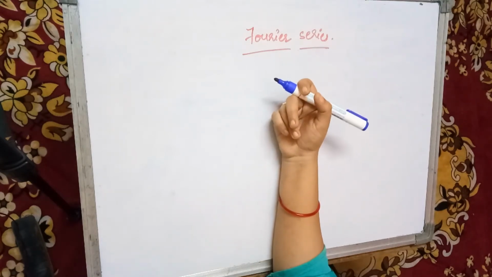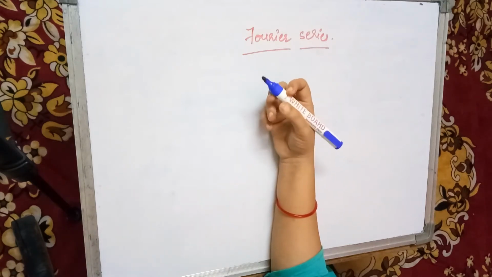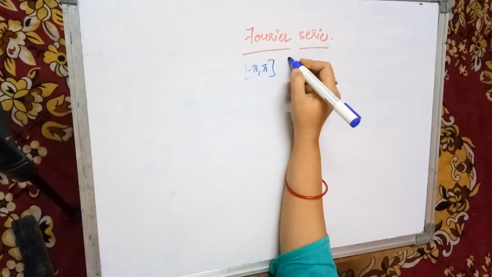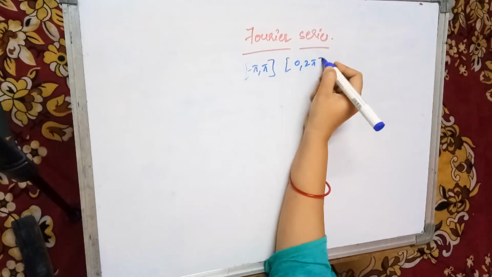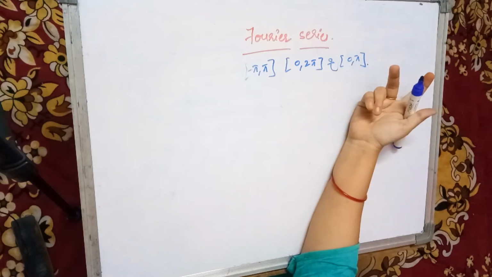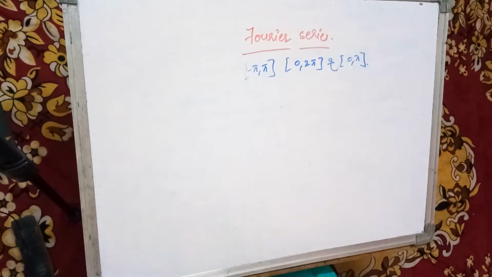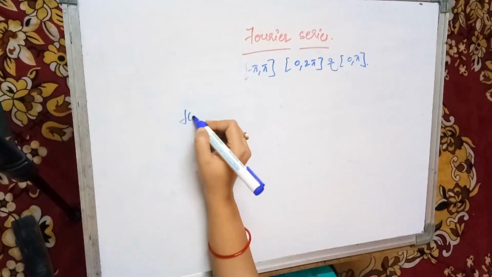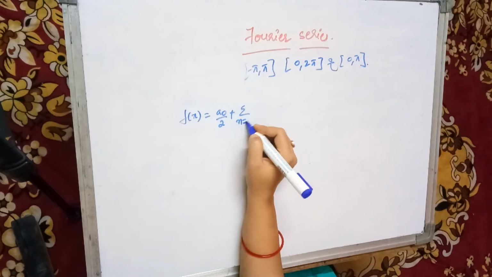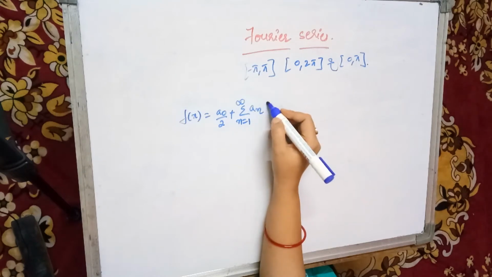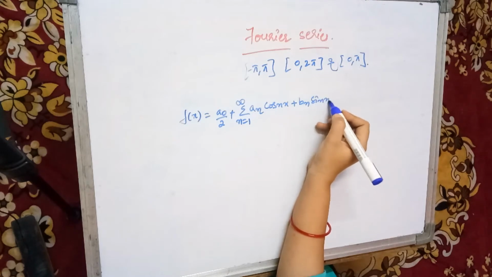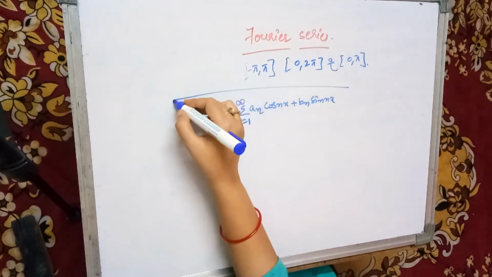And here you are going to see the problems. Mostly the problems are going to be defined in minus pi to pi, 0 to 2 pi and 0 to pi, or in any intervals, and can be expressed as a trigonometric series, where the Fourier series f of x is equal to a naught by 2 plus summation n equals 1 to infinity of a n cos nx plus b n sin nx. This is the formula for Fourier series.